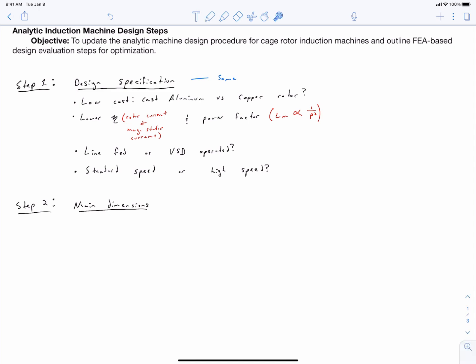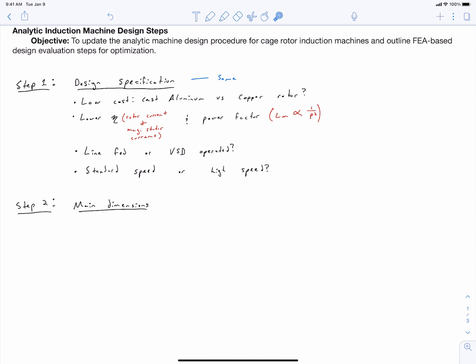So what I'm going to do is go step by step through the steps that we outlined in this previous video. The step numbers will correspond. So step 1 in the previous video was on the design specification. Step 2 was on the main dimensions of the machine. So we're going to go step by step and talk about how those steps are either the same for the cage rotor induction motor or they are different.